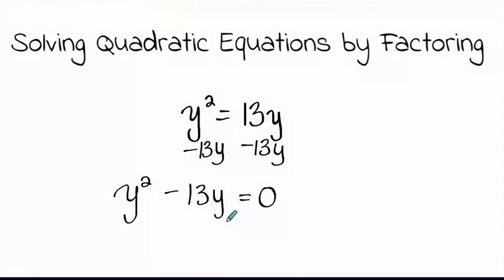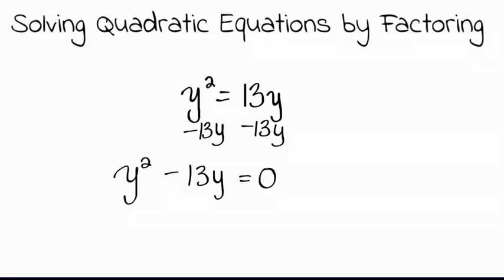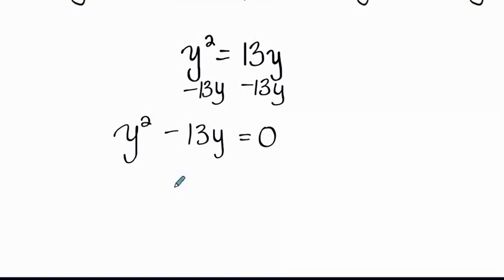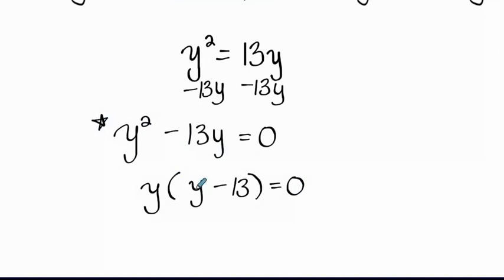It's not a trinomial, and it's not the difference of two perfect squares. In this case, you have a GCF of y, and so we'll take out y, and we'll have y minus 13. Now, just to double check, you can distribute this to make sure that it is this binomial. y times y is y squared, and y times negative 13 is negative 13y.